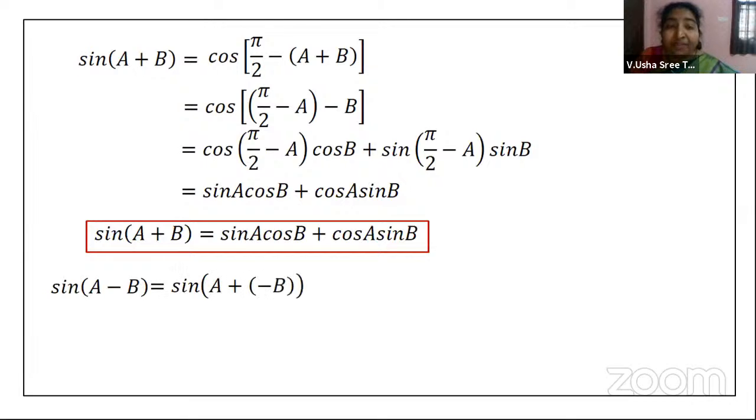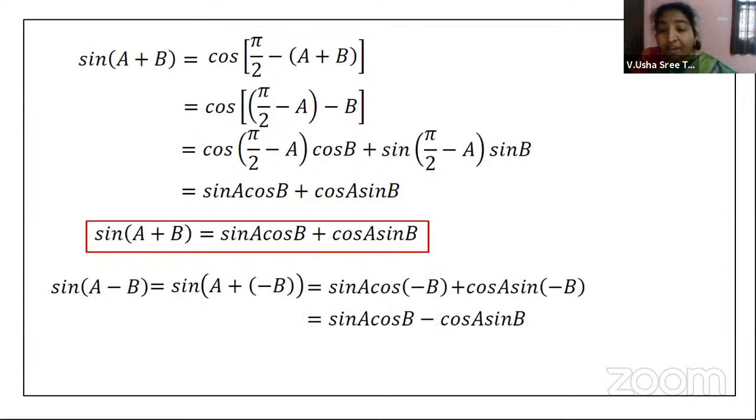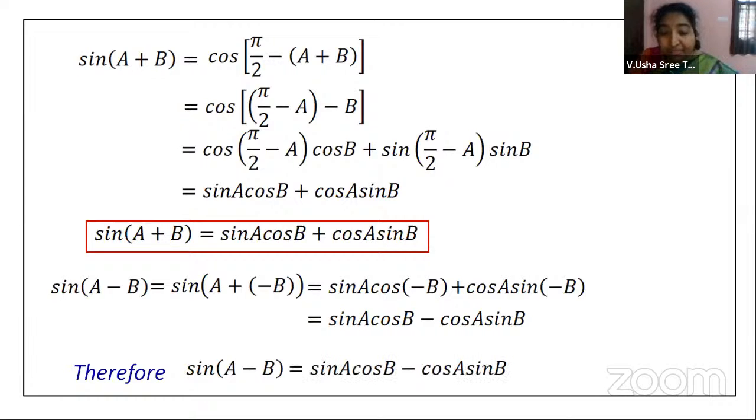Now, once you know this, you can also go with sin of a minus b. Sin of a minus b, we are taking as sin of a plus of minus b, which is sin a cos of minus b plus cos a sin of minus b. As we were discussing, cos of minus b will be cos b, sin of minus b will be minus sin b. Therefore, you have sin a cos b minus cos a sin b. Hence, we can conclude that sin of a minus b is equal to sin a cos b minus cos a sin b.